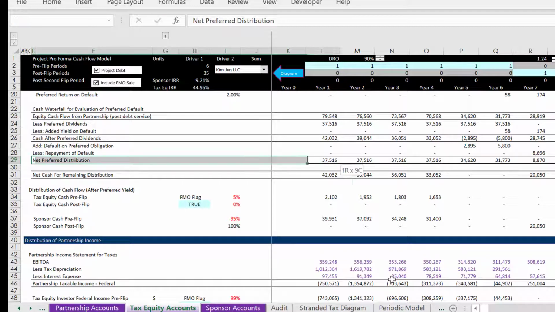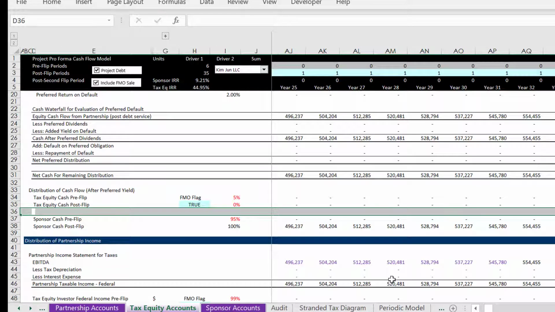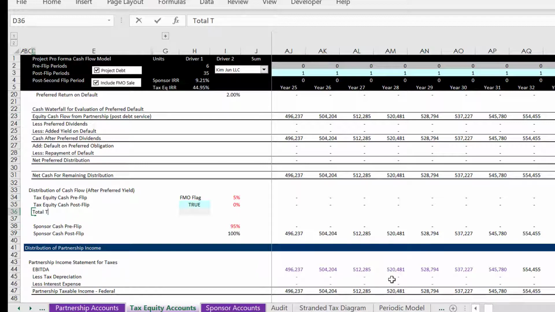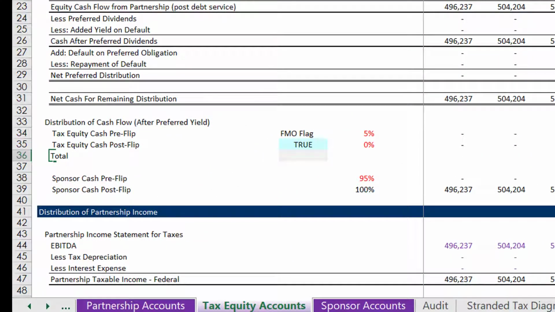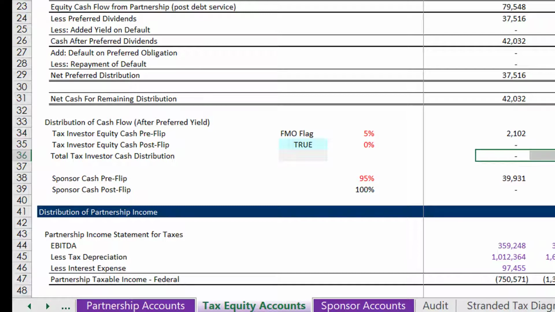I think this may want Shift Control G. And perhaps even on this one, we might want to just insert a line and put total tax investor. And this should be tax investor, shouldn't it be? So remember, this is the same kind of theme, which is that I'm cleaning up this model for my friend Jeff while I make the videos. Okay, and we have the total tax investor cash distribution. Okay, so really that's, whoops, and then let's press Alt and the equal sign.